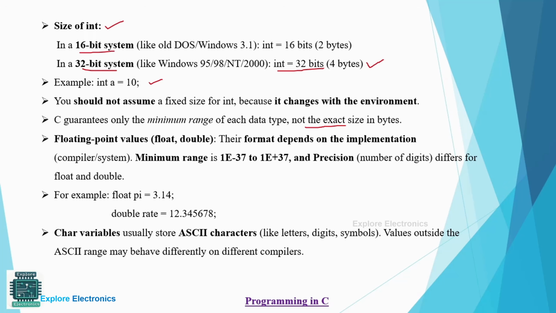And the third data type is floating point and also double. Here I have written them together, because in the textbook they have given it in this format. Their format depends on the implementation. Here the minimum range is 1e-37, and the maximum precision differs for float and double. Floating point means float and double, which include decimal point values also. Compared to float, double size is more. Here is an example: float pi = 3.14, for the float data type. And for the double data type, this is an example.